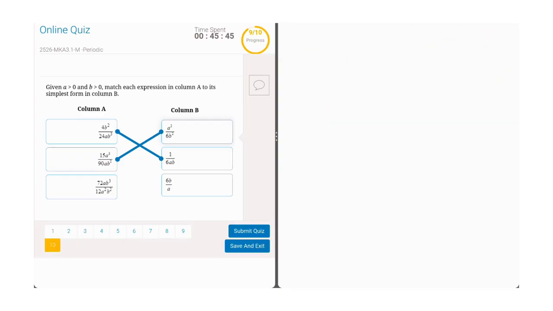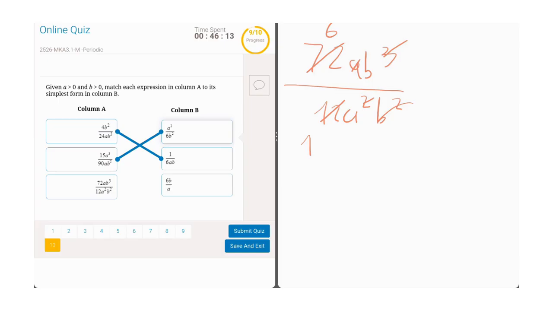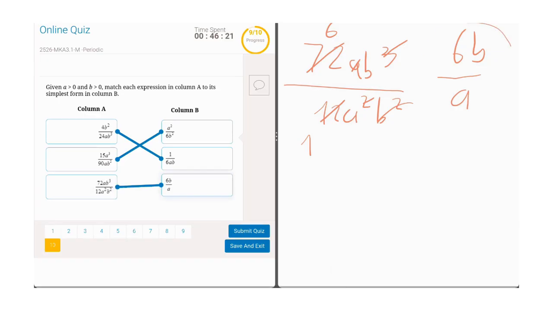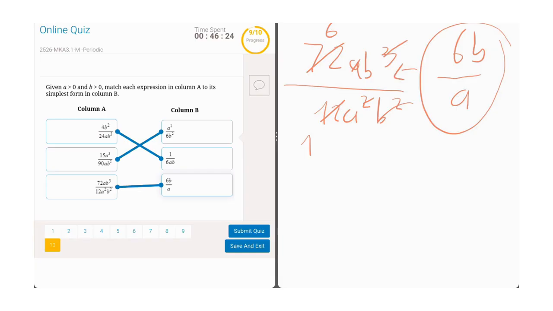Now for the last one, even though it's the last option, I'm still going to explain it. 72ab cubed over 12a squared b squared. We can simplify 72 with 12, it'll become 6 and 1. We can remove a and a squared, it'll become 1 over a. b cubed over b, remove the power of this. So b power 1, so just b. So we have 6b over a. Is this an option? Yes. So that means 6b over a is the simplest form of this.